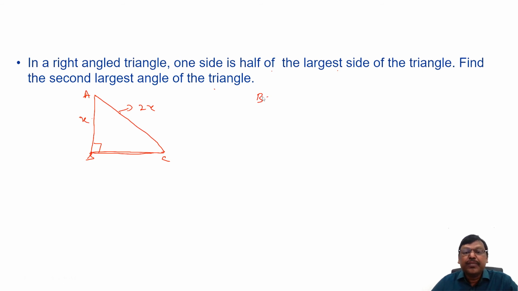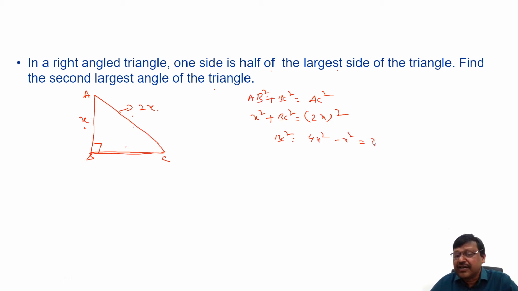We know AB square plus BC square equals AC square, because side square plus side square is hypotenuse square. AB square is x square. BC square we have to find out, equals AC square, 2x whole square, that is 4x square. So BC square equals 4x square minus x square, 3x square, or BC equals root 3 x. If you observe, the sides are x, root 3 x and 2x. What is the ratio of the sides? x is to root 3 x is to 2x is 1 is to root 3 is to 2.